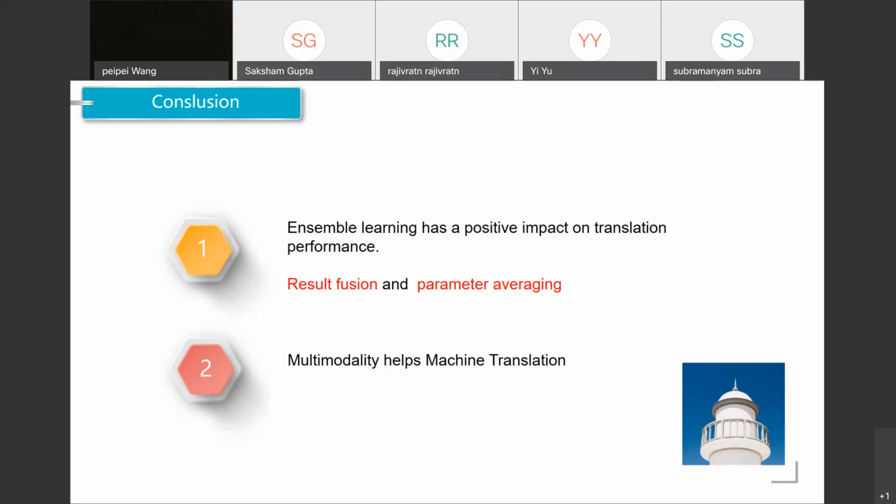Overall, we conduct extended experiments to explore the influence of hyperparameters of transformer models on translation. We explore ensemble models to average parameters and combine results, and build a more robust ensemble model based on different transformer frameworks. We combine multi-way image introductions to improve the accuracy of the MMT model.